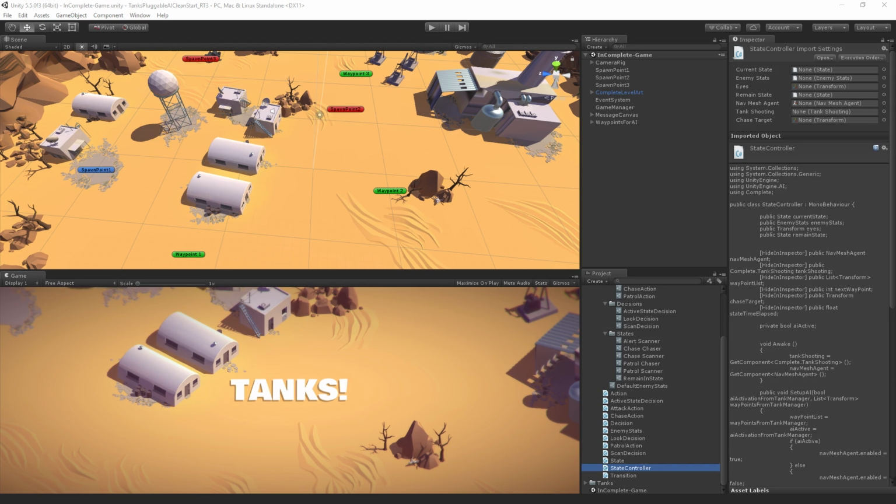Tora Chan asks, are you planning on showing other popular approaches to in-game AI like decision trees? I would like to. I have never actually written a decision tree myself. I've used them before, used systems that other people have written.